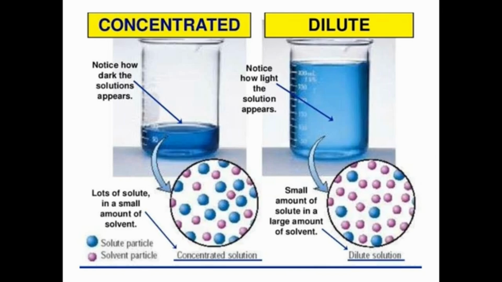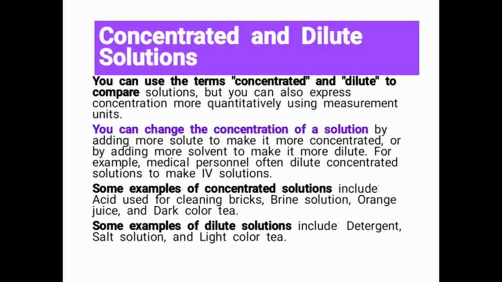That's why you can hear the words concentrated acid. By the time you hear concentrated acid, what it means is that the amount of the acid is more than the amount of solvent that is there. But by the time you add more water to the concentrated acid, it becomes dilute because the amount of solvent has now increased relative to the amount of the solute. Now, the words concentrated and dilute are used to compare solutions. But of course, also take note that concentration can be expressed more quantitatively using measurement units.